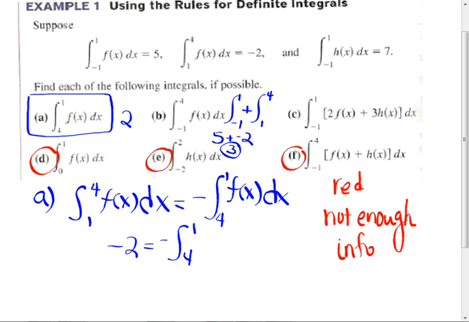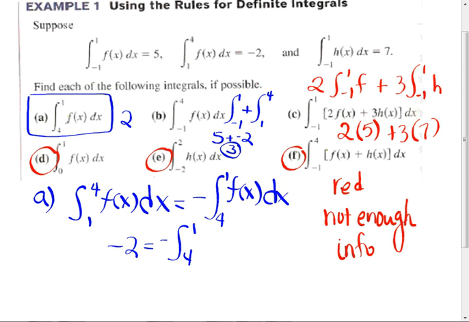Okay, so to do C, I'm going to do twice the integral from -1 to 1 of F plus 3 times the integral of -1 to 1 of H. What's F from -1 to 1? 5. There's my plan, but minimally I need to see this line that I'm working on right now. Plus 3 times H from -1 to 1, that's 7. So you get what? I don't care about the arithmetic. You don't have to show me the in-between steps. The answer is 31.